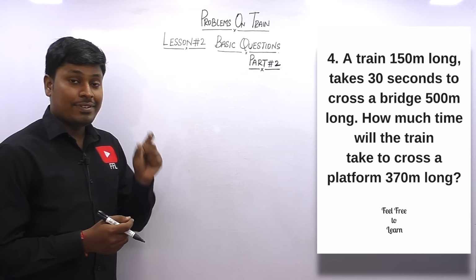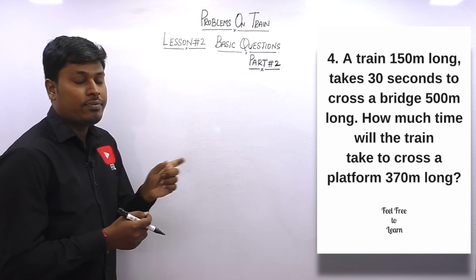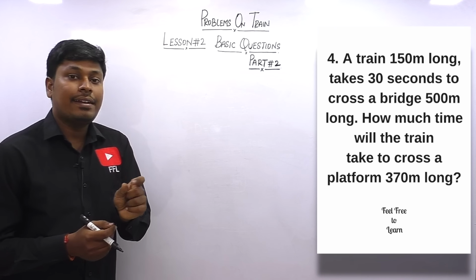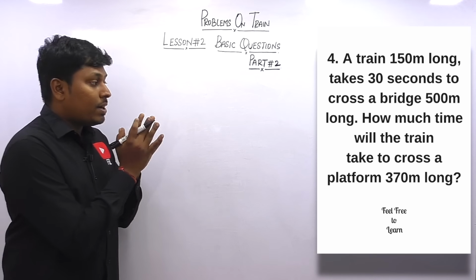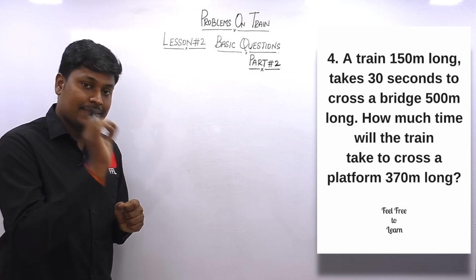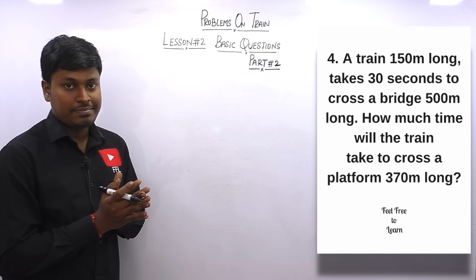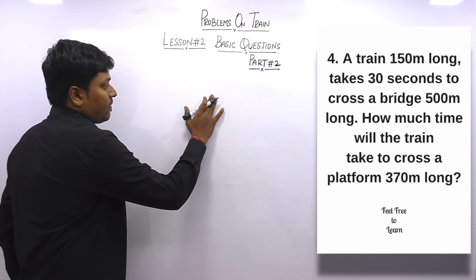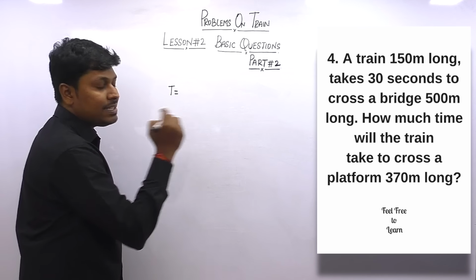So friends, listen here. First, they have given two data. The first data is the train length, that is 150 meters. It takes 30 seconds to cross a bridge where the bridge length is 500 meters. And what is our target? Our target is to find the time taken by the train if the same train crosses a platform of 370 meters long. So listen here. Our target is to find the time taken by the train to cross a platform of length 370 meters.